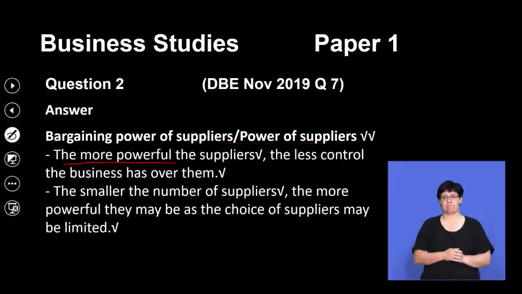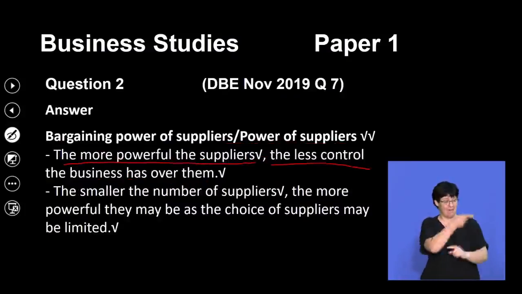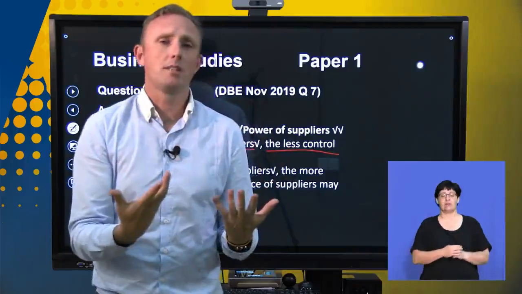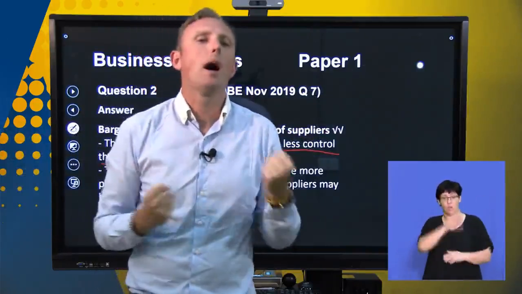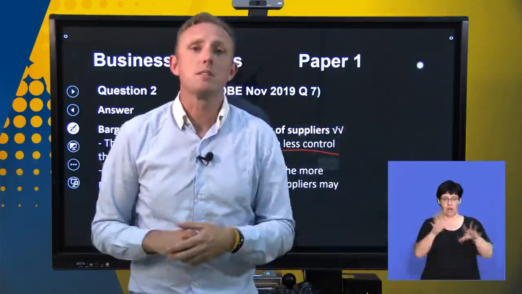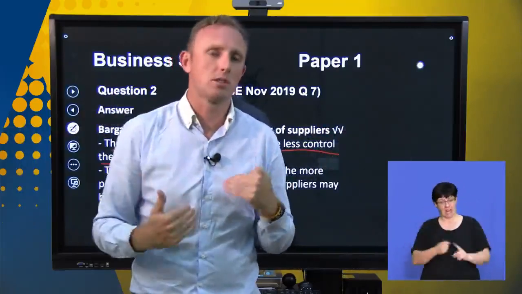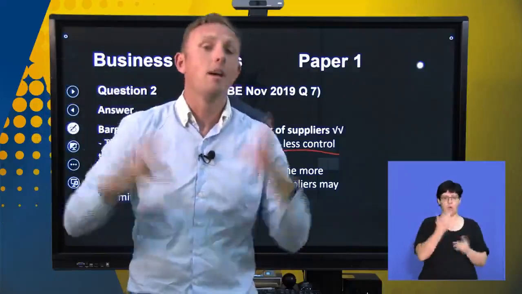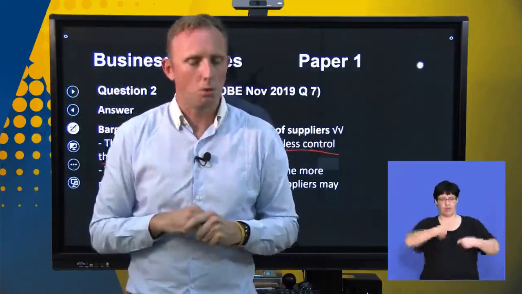The more powerful the supplier, the less control the business has over them. As I used Eskom as an example, they're pretty much the only electricity supplier in South Africa, so they've got a lot of power over us. If you look at when they implement load shedding, there's nothing businesses can do. They have that power over us. It's not like businesses can go and find another electricity supplier. They're the only supplier in the country at the moment, so they have a lot more power over the business.